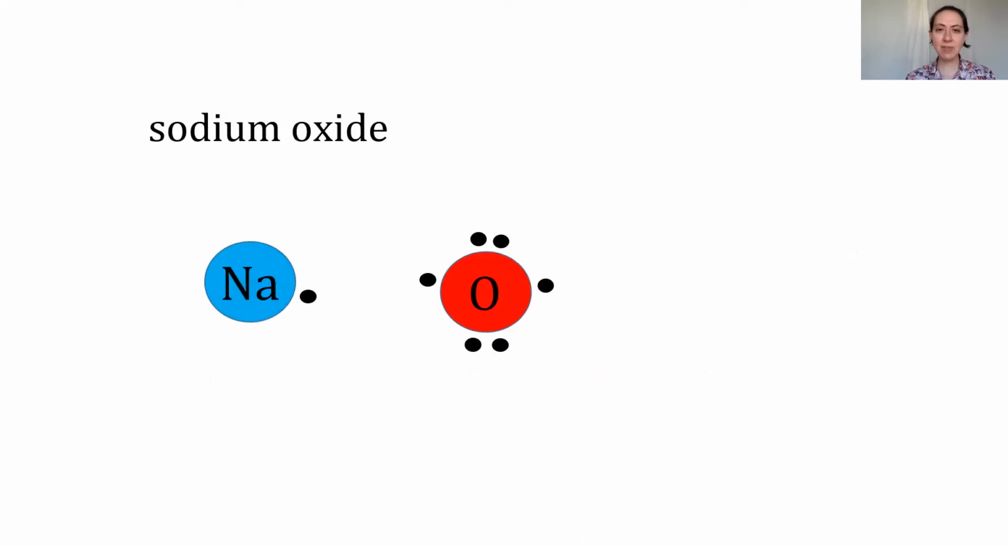So it's the exact same thing as before. We have a neutral sodium atom and a neutral oxygen atom. The oxygen has 6 valence electrons, so it needs 2. The sodium has 1, so it wants to get rid of it. So that's the first thing that happens. Okay. Now they're both ions. The sodium is good to go, but the oxygen still needs another electron.